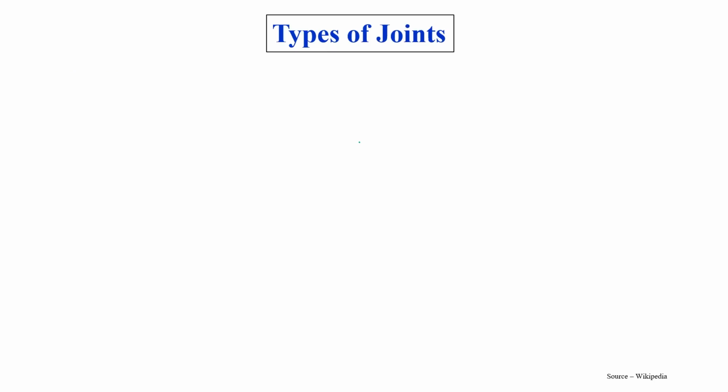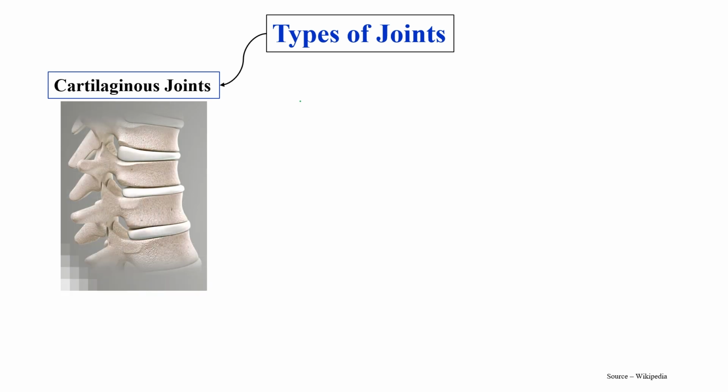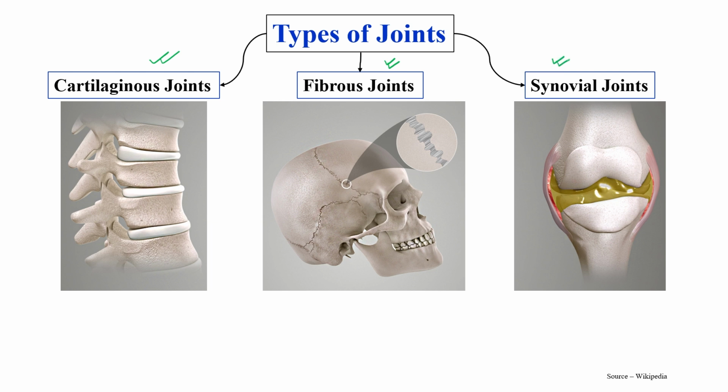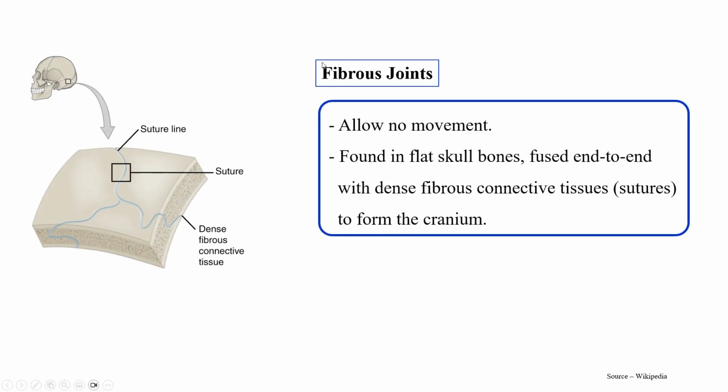So let's discuss the different types of joints. There are three types of joints. First one is cartilaginous joint, in which bone and cartilage both interact with each other. Second is fibrous joint, which is very much fixed. Third is synovial joint, in which synovial fluid is involved.